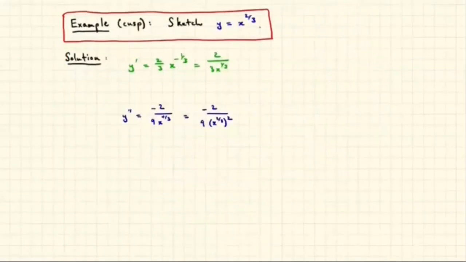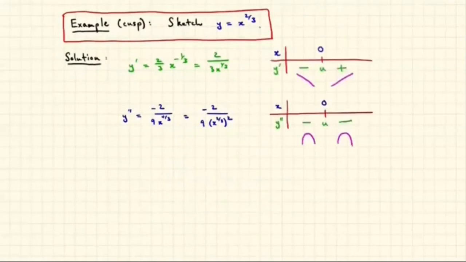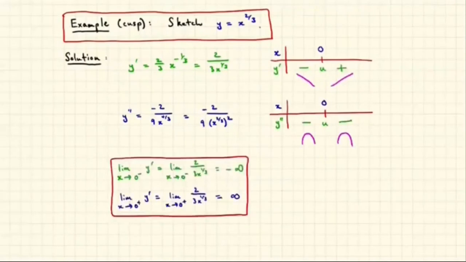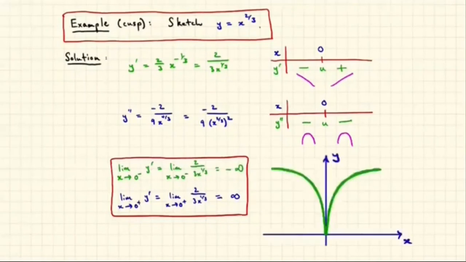We can now draw the graph that matches all of this information, producing a continuous curve with a sharp point, a cusp at the origin, which also coincides with the global minimum value y equals 0. This completes the sketch of the curve.